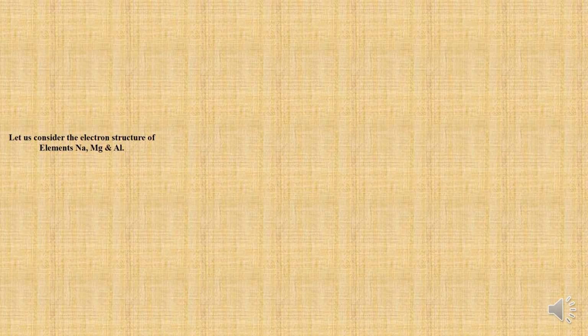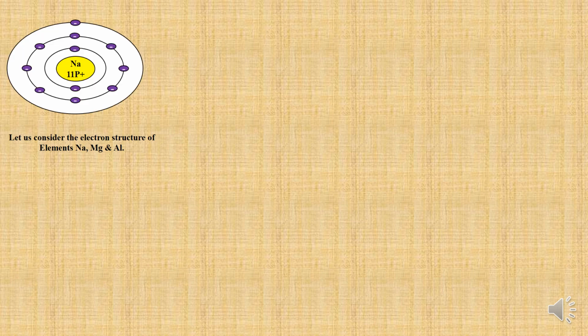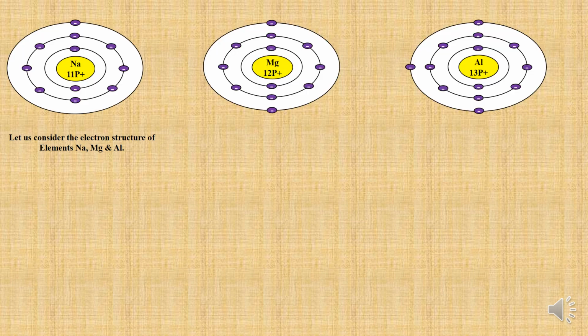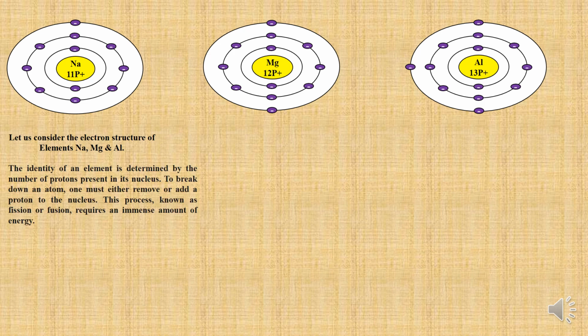Let us consider the electron structure of the elements sodium, magnesium, and aluminium. The identity of an element is determined by the number of protons present in the nucleus. So the sodium element has 11 protons in the nucleus, magnesium has 12 protons, and aluminium has 13 protons. So if I say an element has 12 protons in its nucleus, definitely it is going to be the magnesium element. So the identity of the element is determined by the number of protons present in the nucleus.